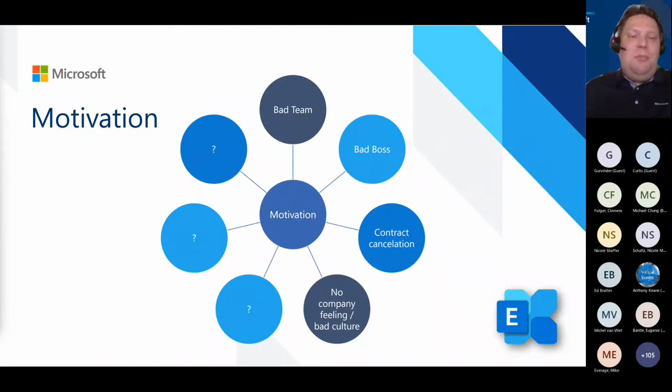On the other side, with insider risk, we have to think about the motivation. And when we know the motivation, we can create policies too. And for me, have a look at the motivations. Often you have a bad team, a bad boss, contract cancellation, which is what I say, terminated contract, or we have no company feeling, a bad company culture. Those are the most common reasons, according to the statistics, the people gave when I asked them.